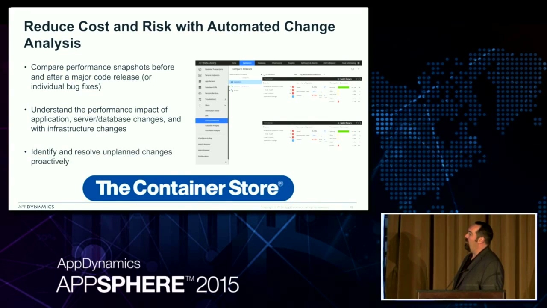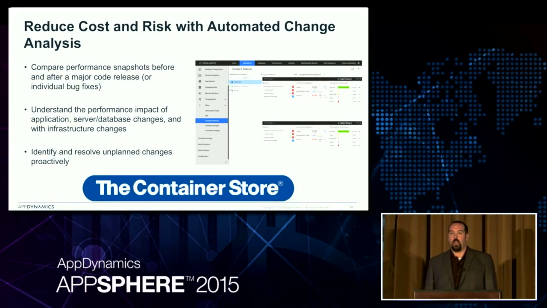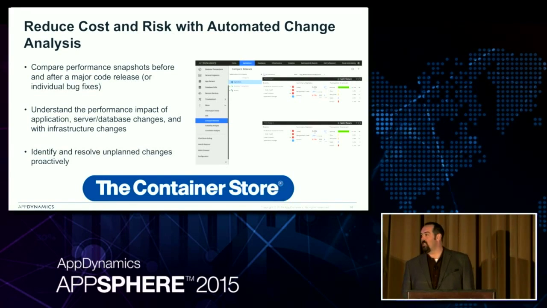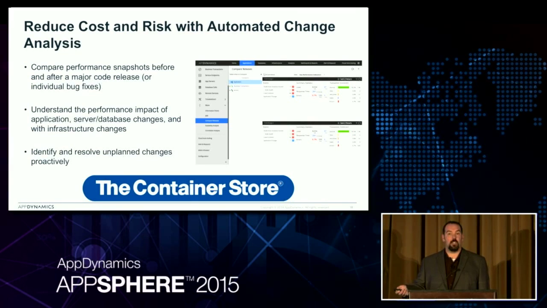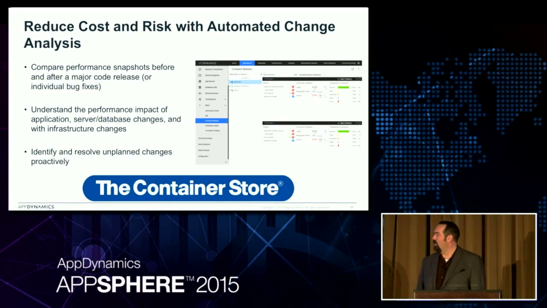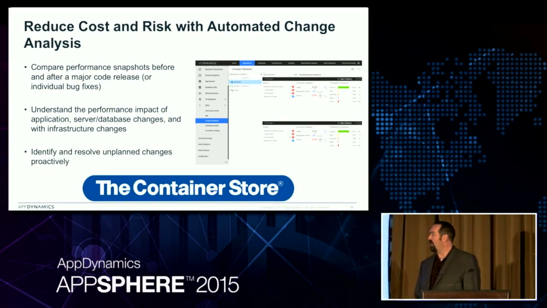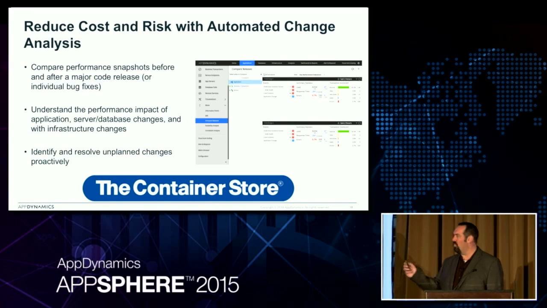And so, identify and resolve unplanned changes proactively. There's always scope creep. In any given sprint, you're always going to have unplanned work. You're always going to have unplanned events in production, unplanned surges of traffic, various things. Being able to identify it is the first step. And in resolving it, let AppDynamics do its job. Let it tell you where to resolve it.